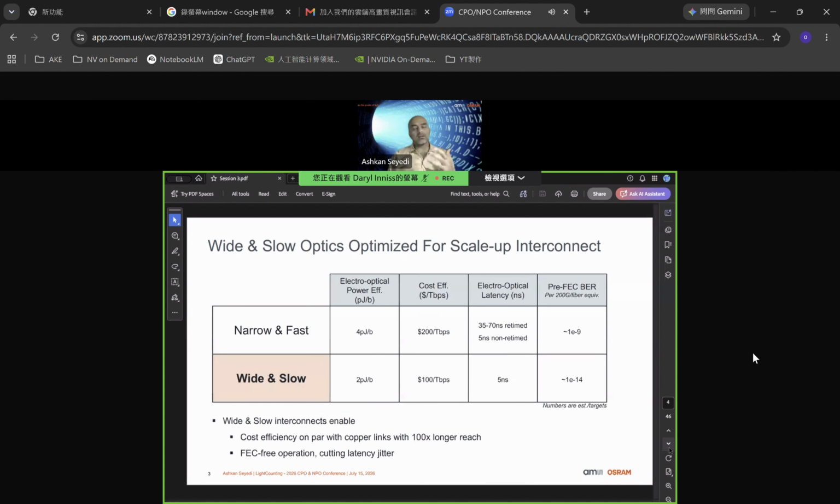And if you compare the link architecture, so this slide is around link architecture, and if you look at the various figures of merit here, you see the electro-optical power efficiency, and what that means is lasers, controllers, drivers, TIAs, thermal control, whatever you need. Wide and slow, our links can easily get under 2 picojoules per bit, maybe even closer to 1 if you really optimize the fiber coupling and the link budget of the optical channel.